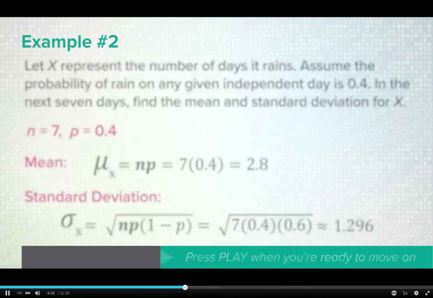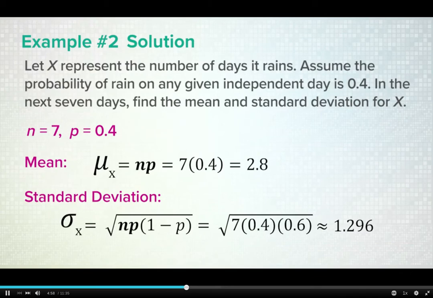Here's example number 2's solution. The key elements I need to use the formula are n and p. The number of days I'm looking at is 7, and p, the probability of rain, is 0.4. To find the mean of x, use mu of x equals n times p. That would be 7 times 0.4, which gives us 2.8. So I would expect it to rain 2.8 days out of the next 7.